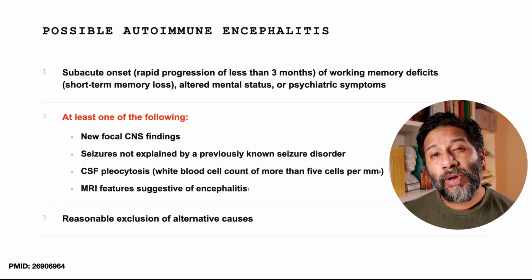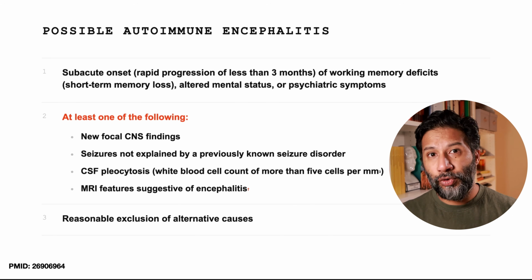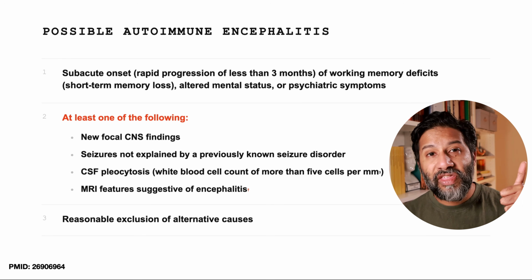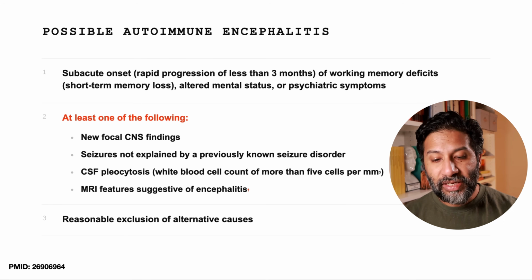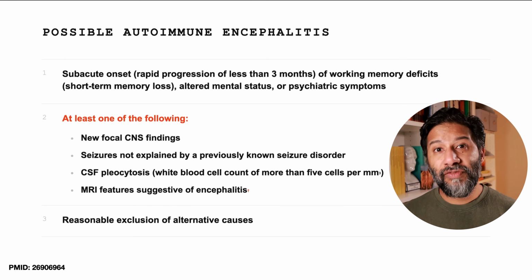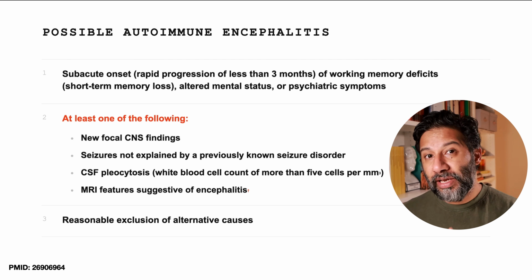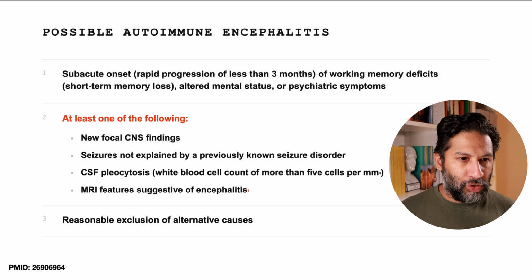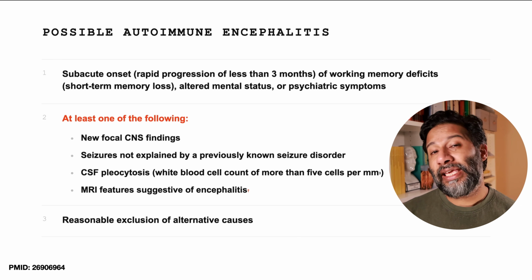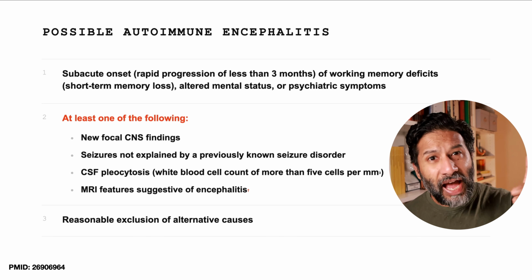To begin with, when a patient presents, the first question you need to ask is, do they possibly have autoimmune encephalitis? The major criterion is whether they presented with subacute onset, which we categorize as less than 3 months of rapidly progressive working memory deficits, which means short-term memory loss, or altered mental status. This could be someone who has become confused or disoriented, or someone with psychiatric symptoms, so things like psychosis, delusions, hallucinations. So you have to have that.